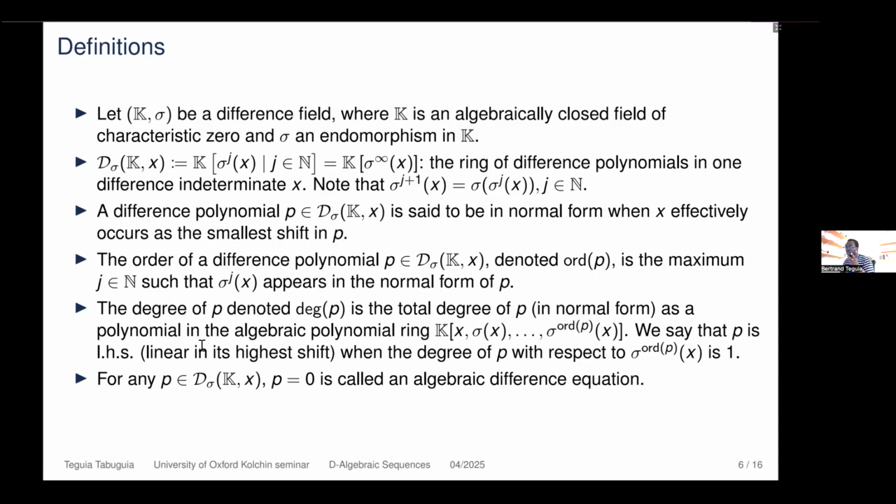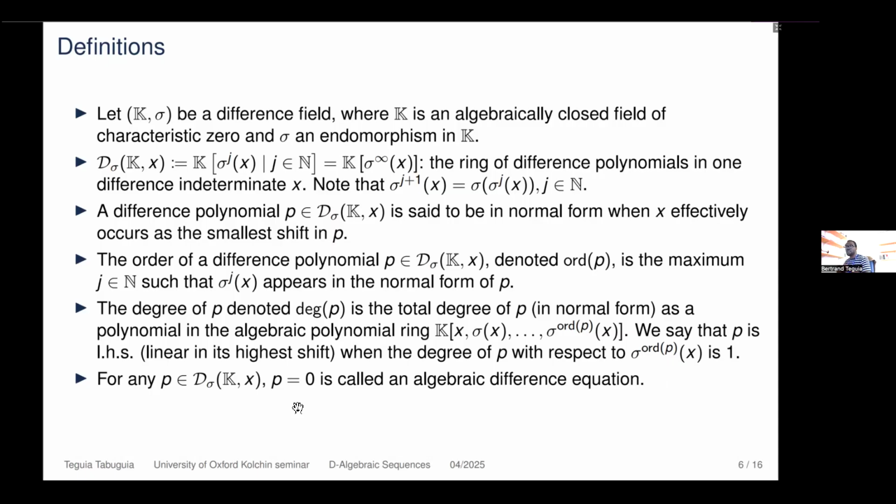So the degree now is the total degree of a difference polynomial, seen as a multivariate polynomial with order P plus 1 variables, starting from X to the order. And it is said to be linear in its higher-shift term when the term of order P appears with degree 1. So the equation P equals 0 is what we call an algebraic difference equation.